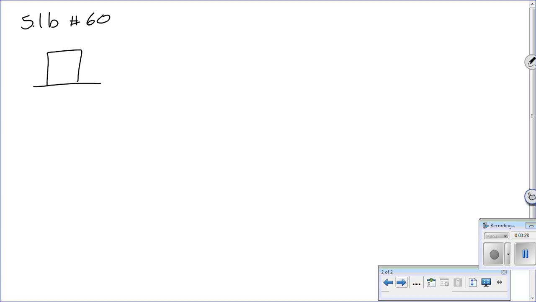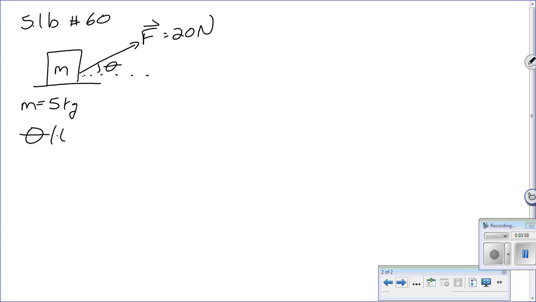All right, so you've got this box. Recreate the drawing here. It's got a mass. It's being pulled with some force at an angle theta, some number of degrees above the horizontal. All right, we know that the mass of the block is 5 kilograms. We know that our force has a magnitude of 20 newtons. And that our angle varies with time.